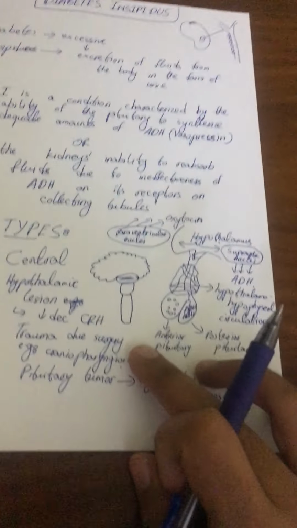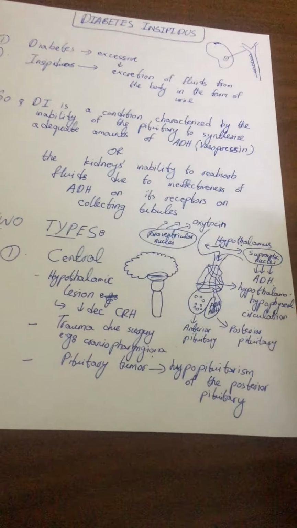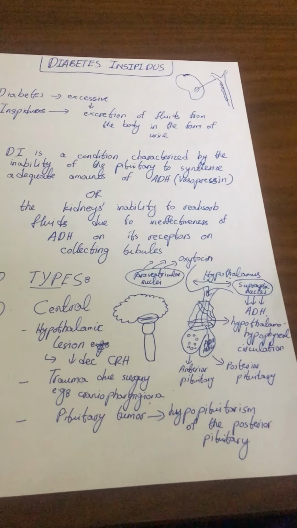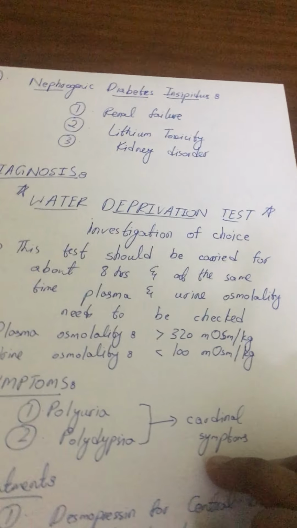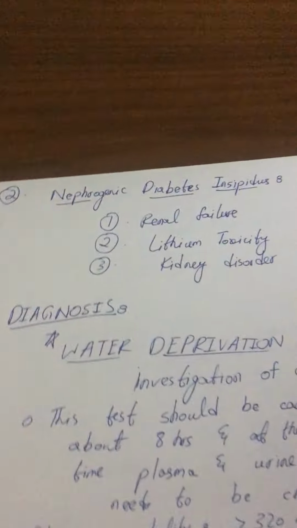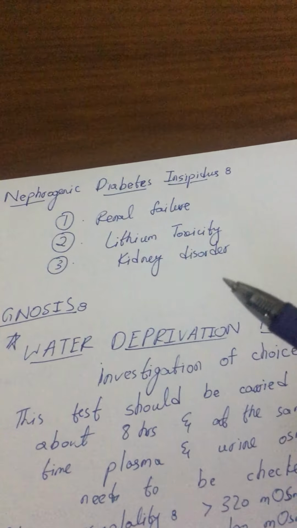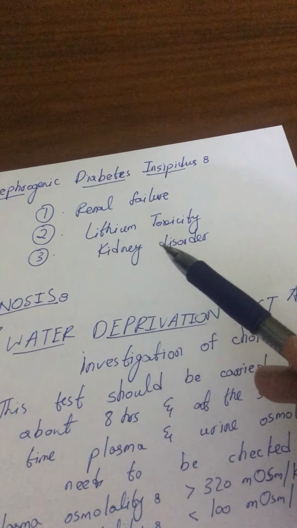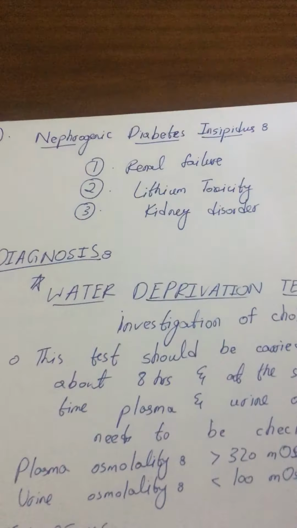The treatment of central diabetes insipidus would be to treat the underlying cause, whichever one of these three may be. And then ADH secretion can come back to normal, or if it can't, then supplementation can be advised. Nephrogenic diabetes insipidus, as the name suggests, is diabetes insipidus due to a pathology within the kidneys, maybe due to renal failure, lithium toxicity, or an inherited, familial kidney disorder.